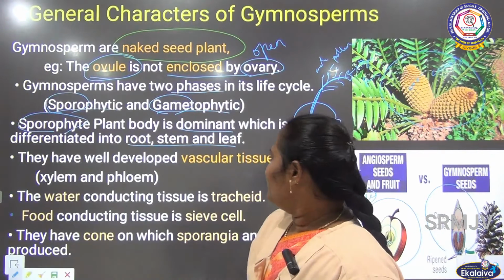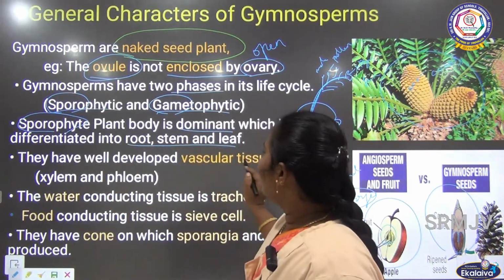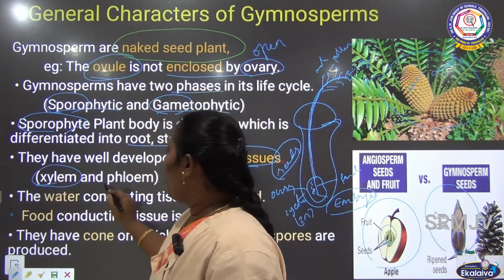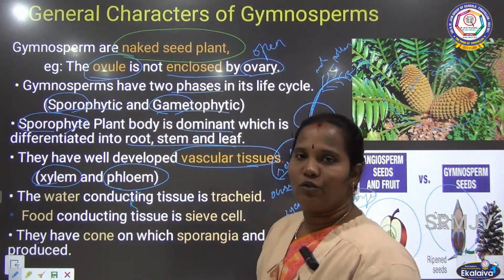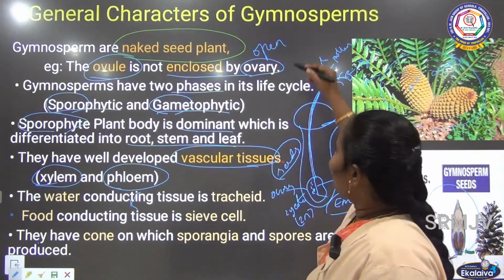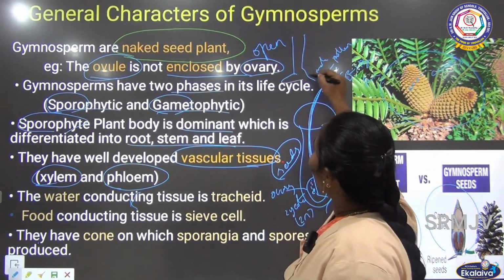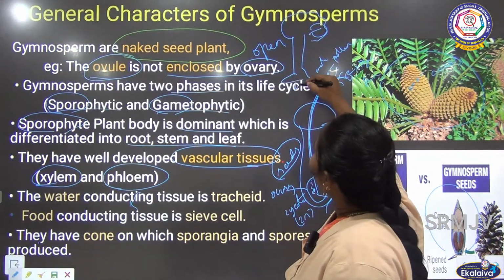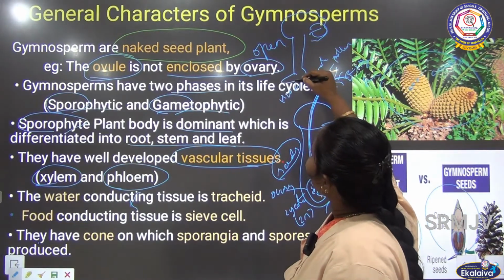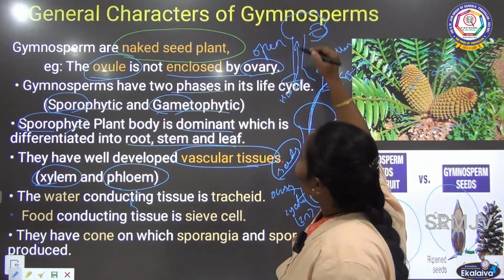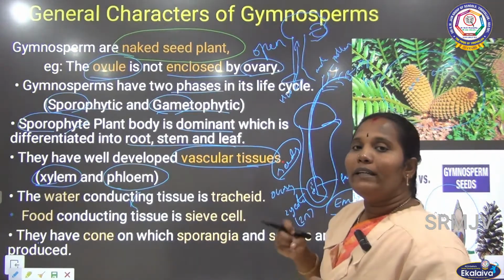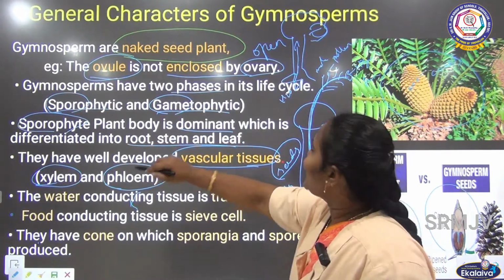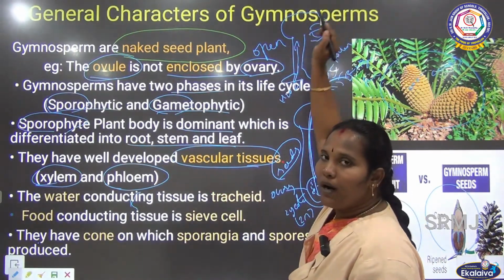Next, they have well developed vascular tissues. What are vascular tissues? We know xylem and phloem. These are called the vascular tissues. Usually we know that if a plant has a root, after that it has leaves. The plants absorb water, H2O, and minerals from the root. How does it reach the other parts of the tree, like the branches? With the help of the xylem. The xylem is used to carry the water.